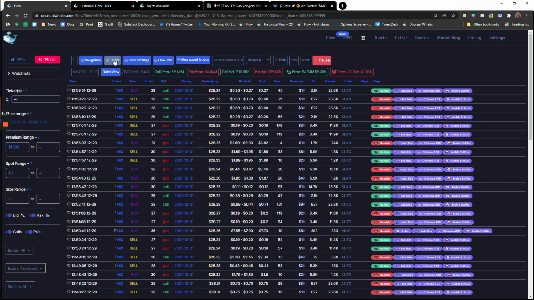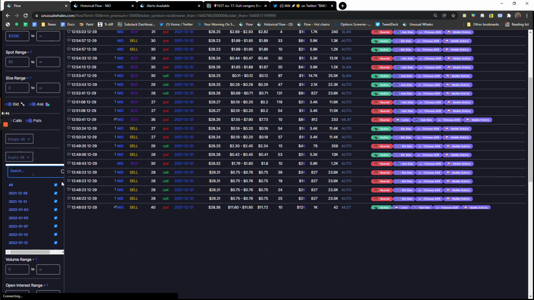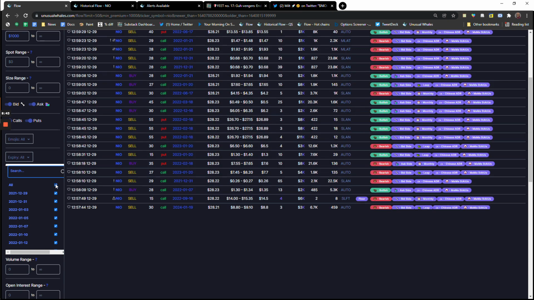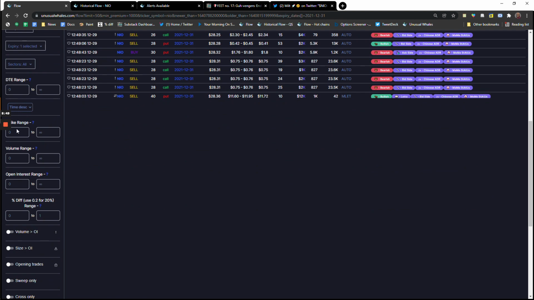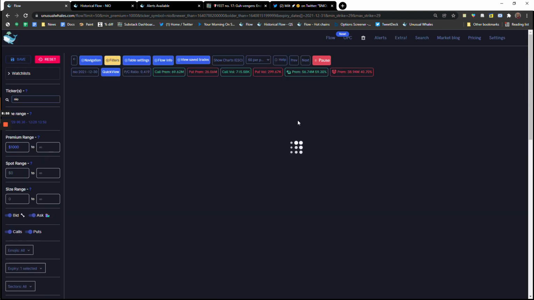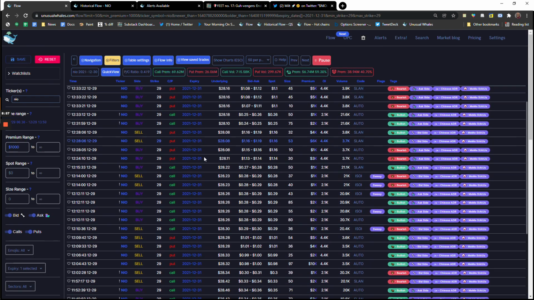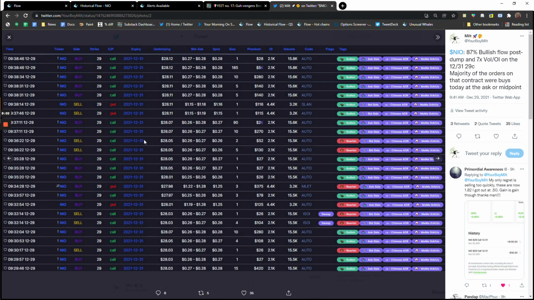You're just going to go to the filters here, on the left-hand side, and select one expiration. So for me, yesterday I was searching the 1231. And then down here is the strike range. The strike range was 29 to 29, because I want to see a 29 call. So now I've got all the 29 call info, right? That is how I got the information on here yesterday. Looking at that information, I'm looking for two things.